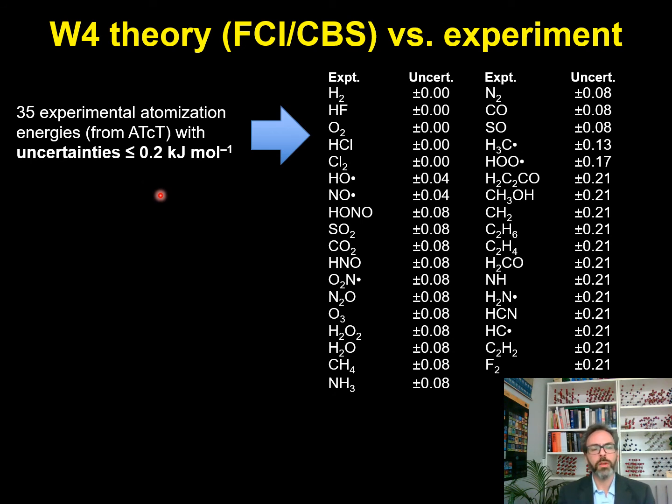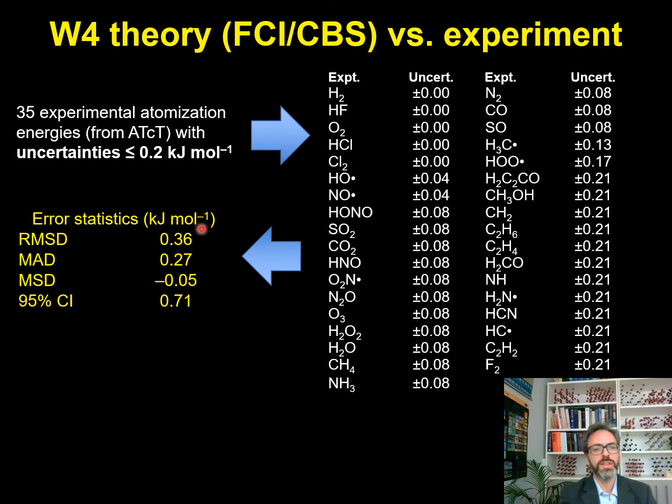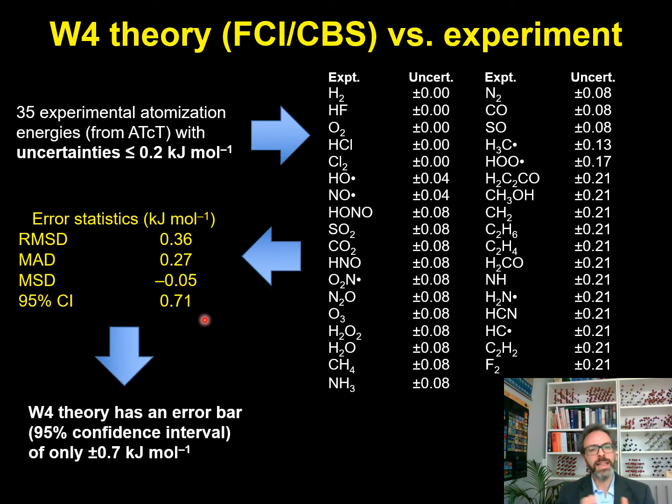And when we benchmark one of our post-CCSD(T) composite methods, one of the WN methods, in this case the W4 method, we get a root mean square deviation of 0.36 kilojoules per mole, which implies a 95% confidence interval of 0.7 kilojoules per mole. This means that any total atomization energy that is calculated with the W4 composite ab initio method will have an error bar of plus or minus 0.7 kilojoules per mole, just below the 1 kilojoule per mole mark.